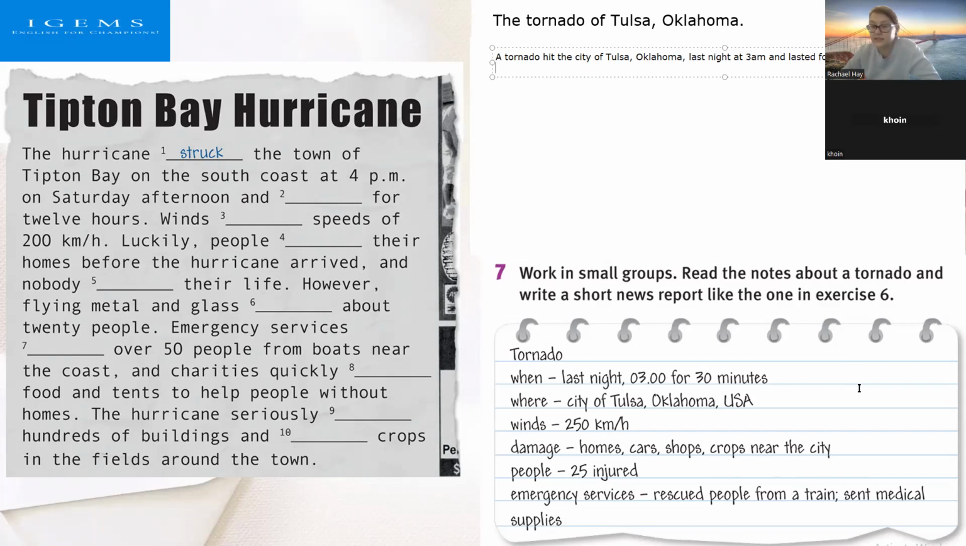Okay, what can we say next? Talk about the wind speeds. Make a sentence with the wind speed. The winds reached over 250 kilometers an hour. Okay.